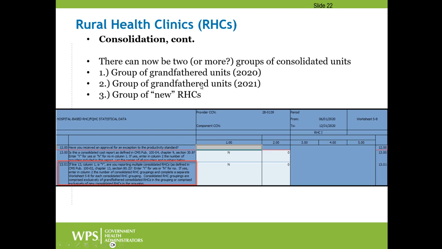So again, there could be possibly 2 or more groups of consolidated units, possibly 2 groups of grandfathered units, a group of new RHCs. It all depends on, we need to know what rates they're going to be using for their calculations.